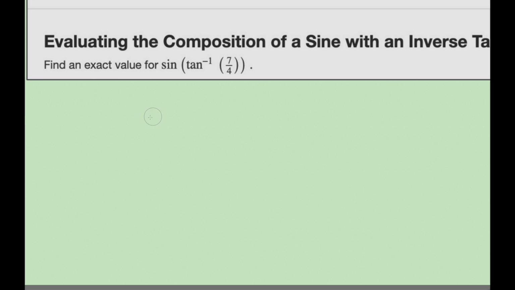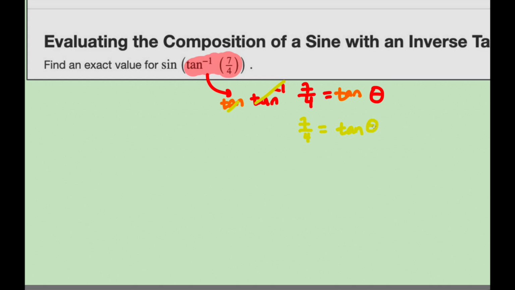All right, for this one, first thing I'm going to do, I'm going to parse out, I'm going to separate this from the major part of the problem. So this right here, I'm going to say is equal to theta. I'm going to leave some space here. Then I'm going to tan both sides. The tan and inverse tan are going to cancel, and you're going to have 7 over 4 is equal to tan theta. Now, just like before, this is going to define some triangle.